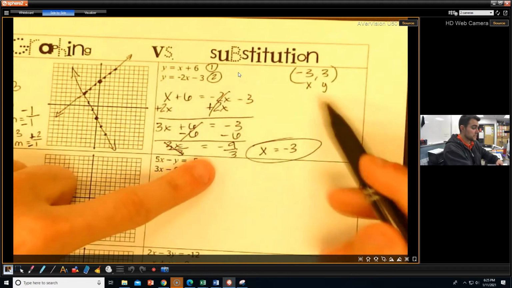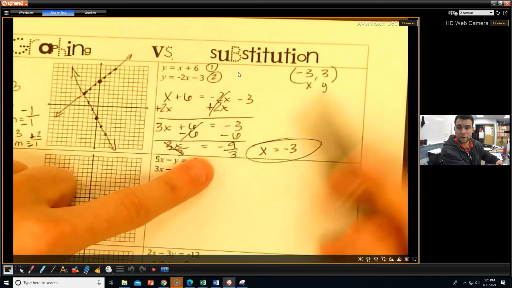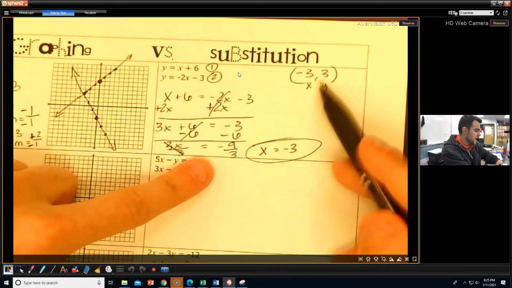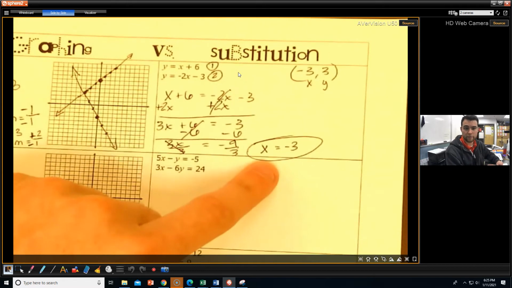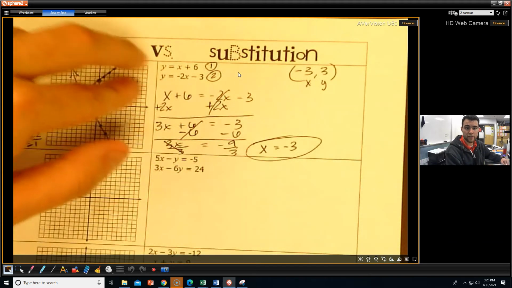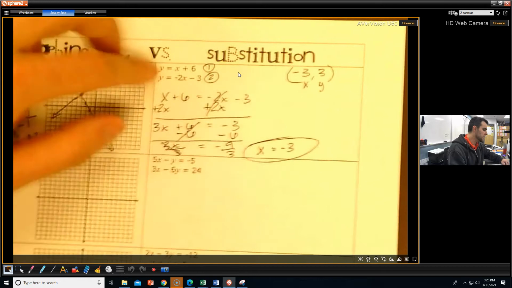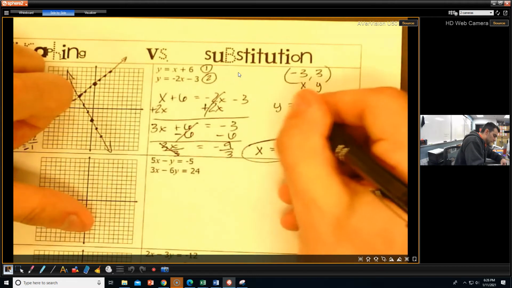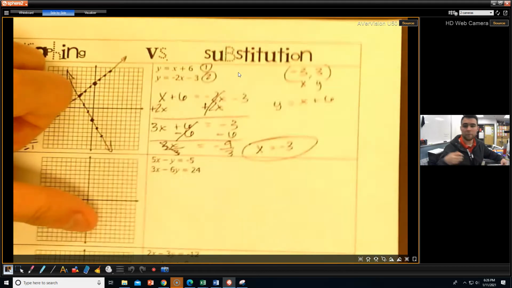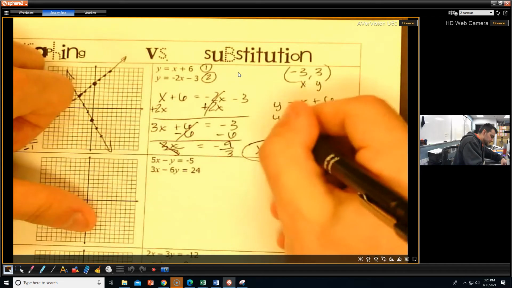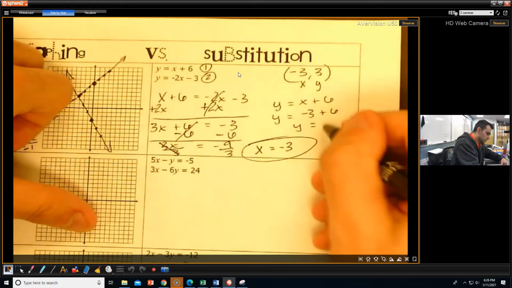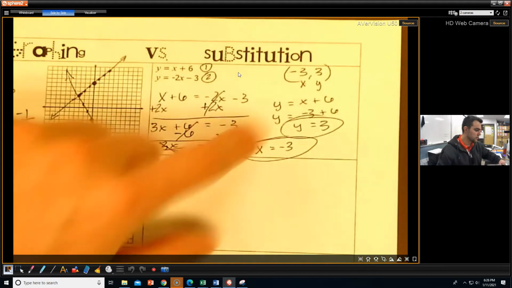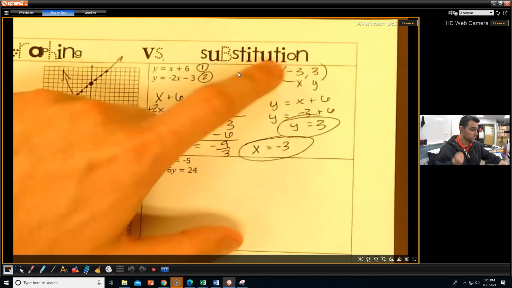And that is a good sign. That means I did it correctly, right? So my x's are going to match up. Now with this x equals negative 3, I can plug it into either of these equations. Pick the easier one. I'm going to pick this top one, so y equals x plus 6. I'm going to replace that x with negative 3. And if I do that, I end up getting y equals positive 3. And there we go, I end up getting this answer, which is sweet.